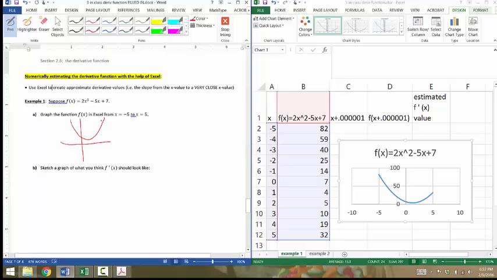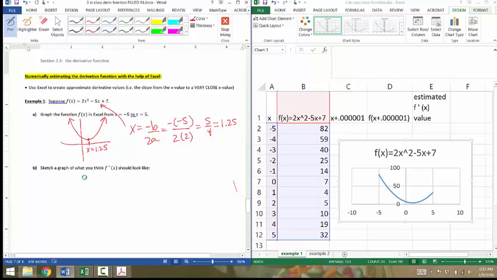Looks something like so. The vertex occurs at x equals -b over 2a. So it's -5 over 2 times 2, which is 5/4 or 1.25. So that makes sense that it's about 1. So this x value where the vertex occurs is at 1.25.